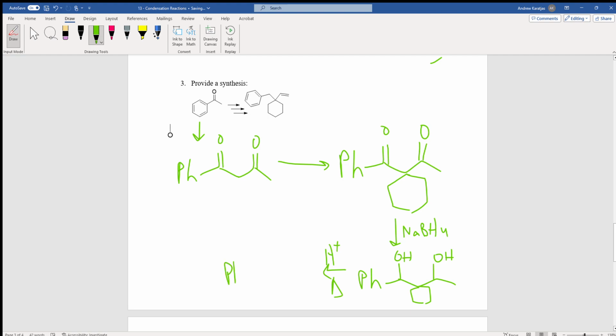If I do that, the alcohol on the left can't eliminate. Why not? There's no hydrogens here. So it can't eliminate, but the one on the right can. The one on the right also can't give us the more substituted alkene, because again, no hydrogens on that center carbon. What do I need to do from here?